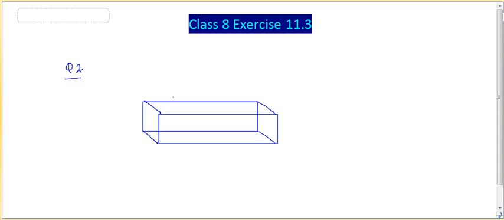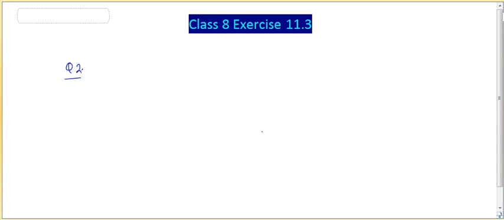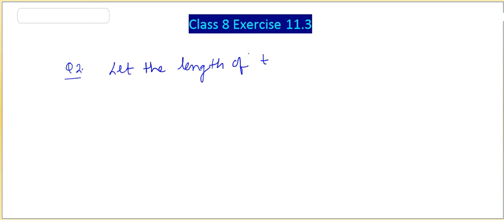Okay students, see, we don't need this diagram. It was just to help you understand this question. Now we just find the total surface area of 100 suitcases. So we just write: let the length of tarpaulin cloth be L.